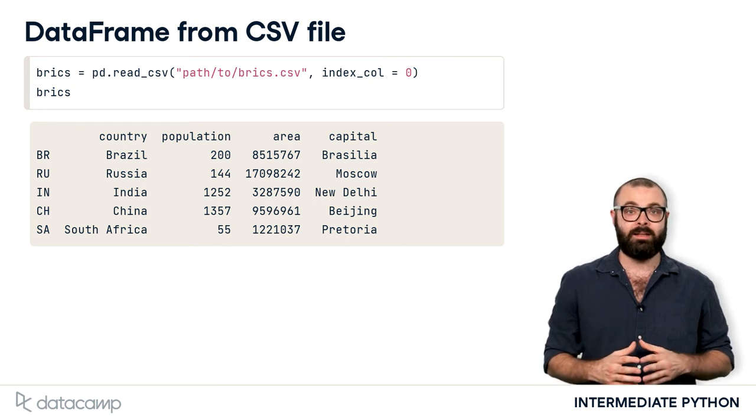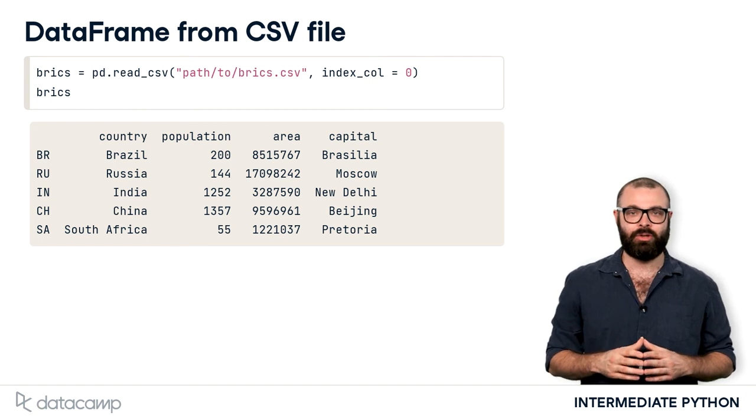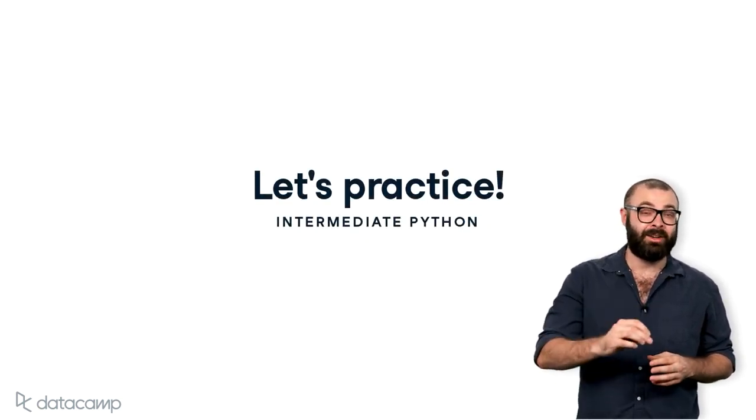It nicely contains the row and column labels. The read_csv function features many more arguments that allow you to customize your data import. Make sure to check out its documentation. Now head over to the exercises to experiment with building data frames yourself.